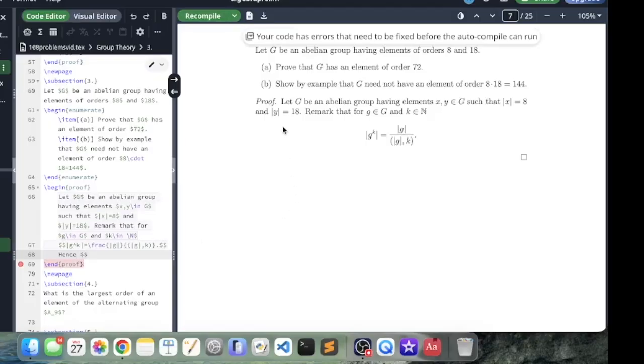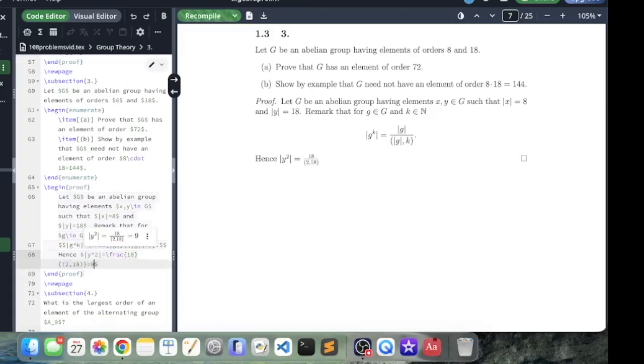Hence, if we look at y specifically, the order of y squared is equal to the order of y, which we know is 18, over the GCD of 2 and 18, which is 2. So 18 divided by 2 is certainly 9.